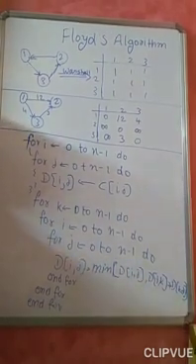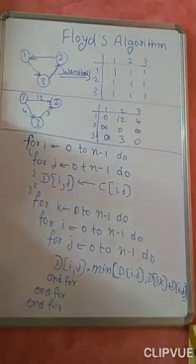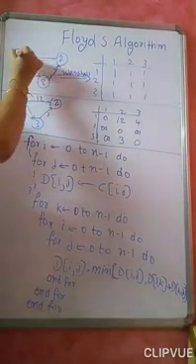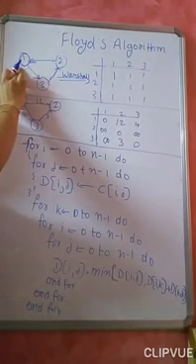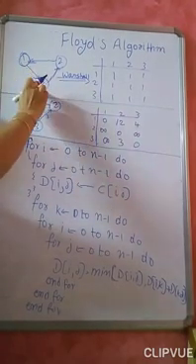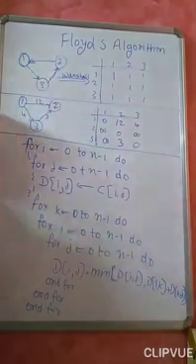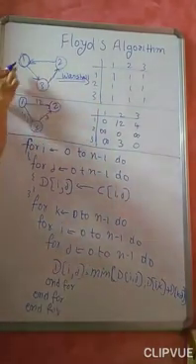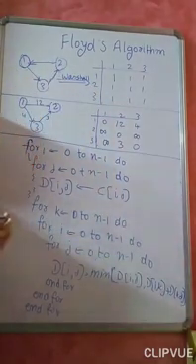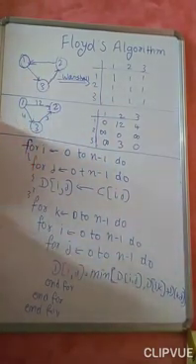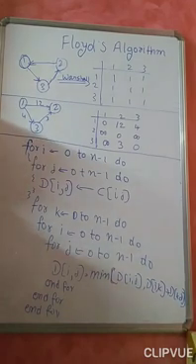So in Dijkstra's algorithm, what have we done? Given a source vertex, suppose this is the source vertex, we got the shortest path from the source vertex to all other vertices. From the given source vertex to all other remaining vertices, we got the shortest path. That is what we have done in Dijkstra's algorithm.